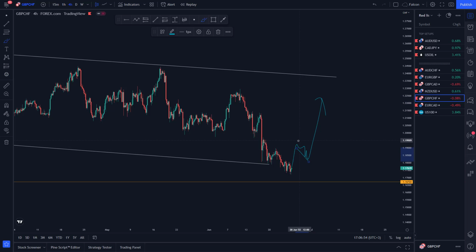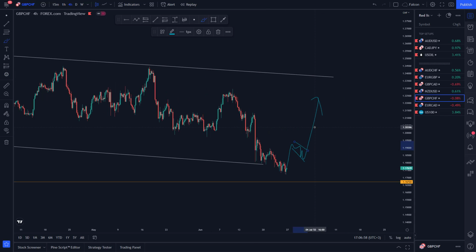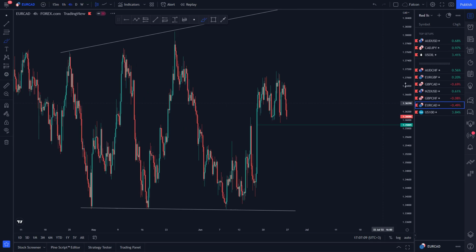Okay, because this will determine if the downtrend, the down correction, has finished or not. Okay, so let's wait for this impulsive break to the upside followed by a correction. It will be so nice, this one. Then let's go to Eurocard.